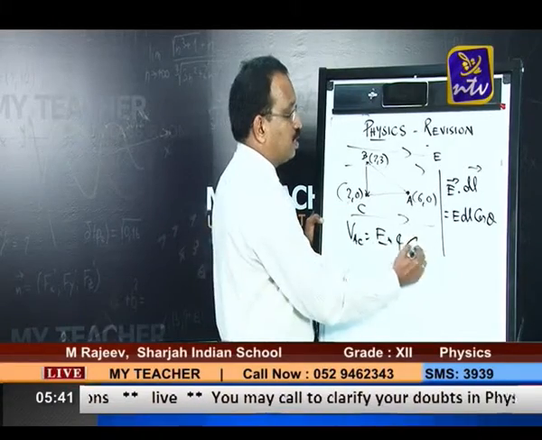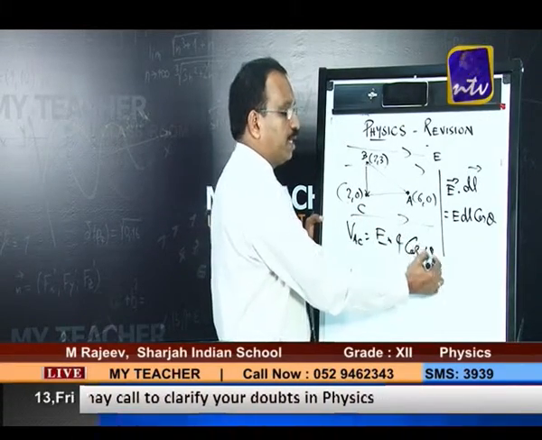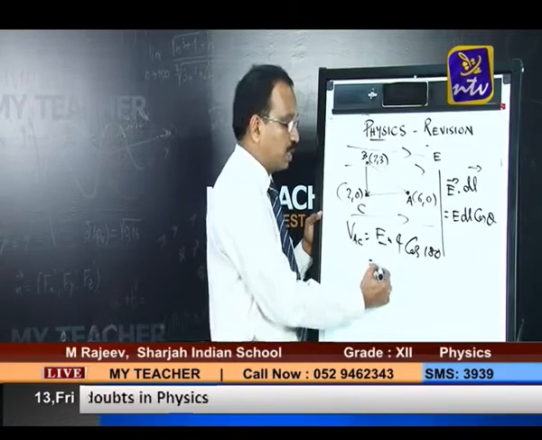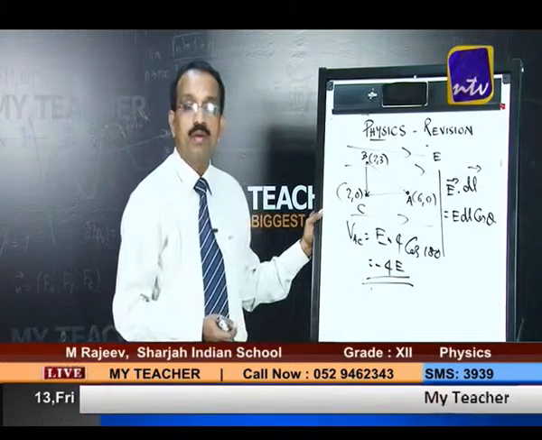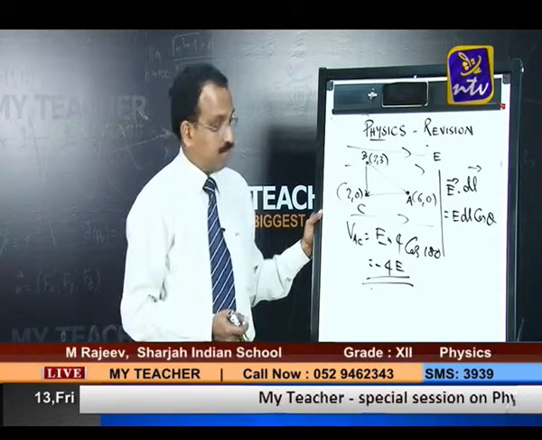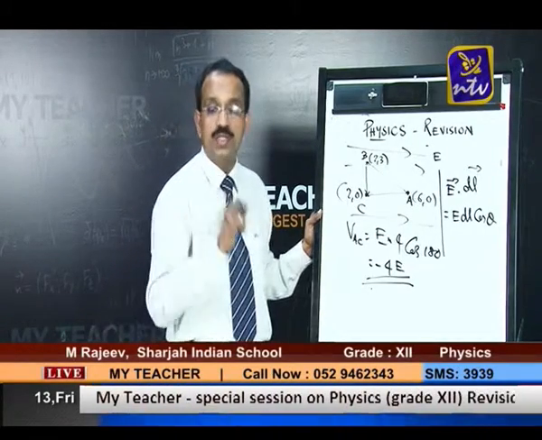And for cos theta, this angle you can take as 180 degrees, which gives minus 1. So the answer is minus 4E. Okay, that is the potential difference between A and C. Now one more question is there in that.